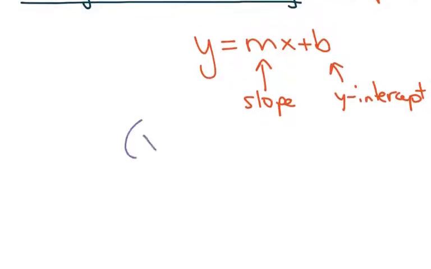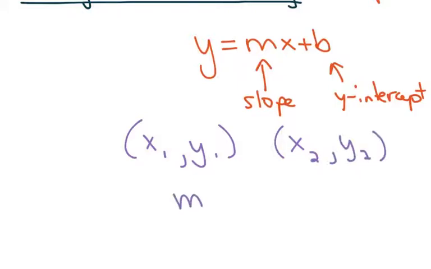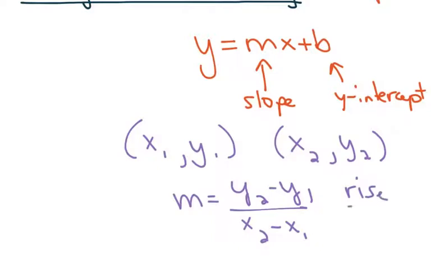You also learned how to find the slope of a line given 2 points. So if you were given 2 ordered pairs, we'll call the first one x1, y1, and the second ordered pair that lies on the same line, x2, y2, you could find the slope of the line by doing y2 minus y1 over x2 minus x1. You might have also called it rise over run.